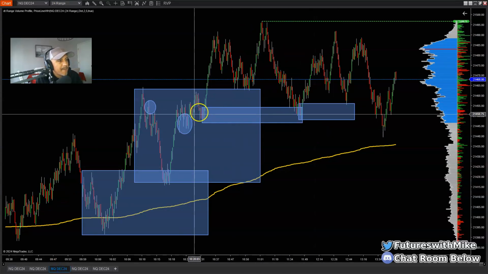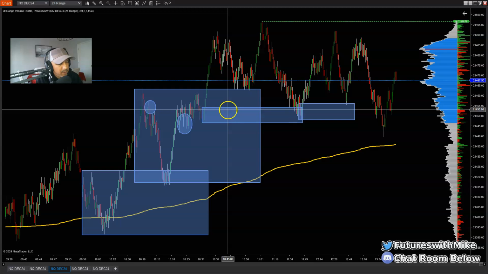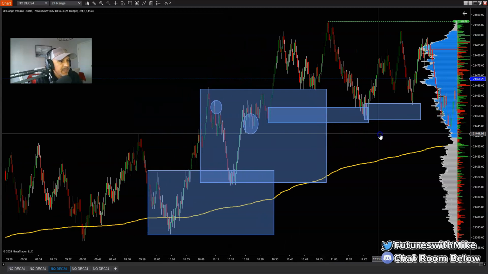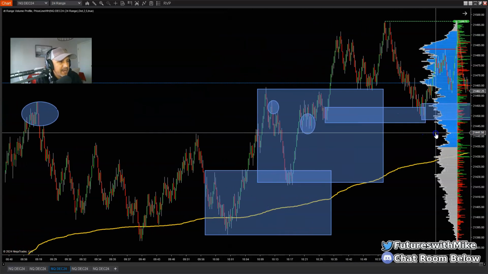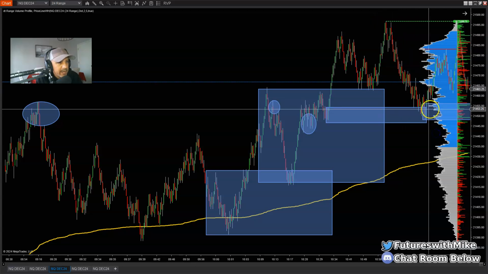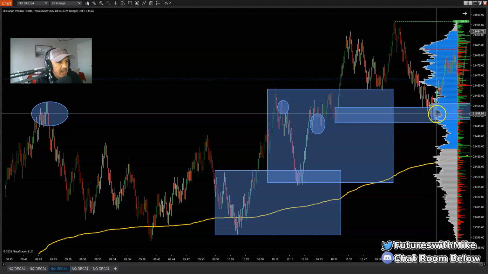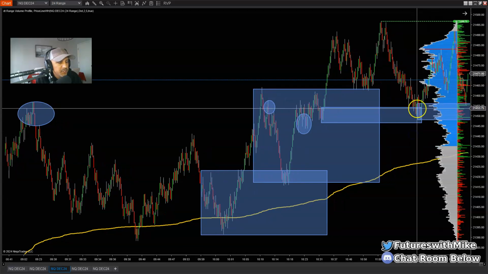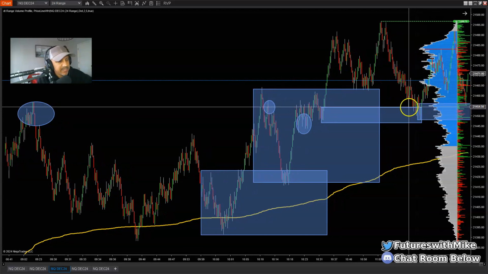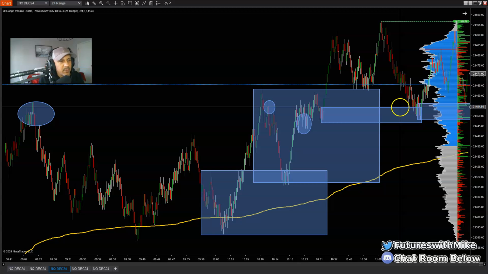So I already had the zone marked up. I had posted this over on the Discord earlier. Now, when I move over to that area, look where we're at. We're in a lower volume area here on the volume profile. The volume profile I like to use, I don't take my trades directly just based off of it. I use it as a means of confluence as well.